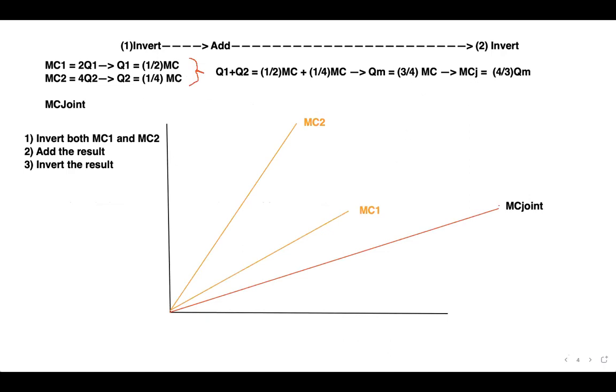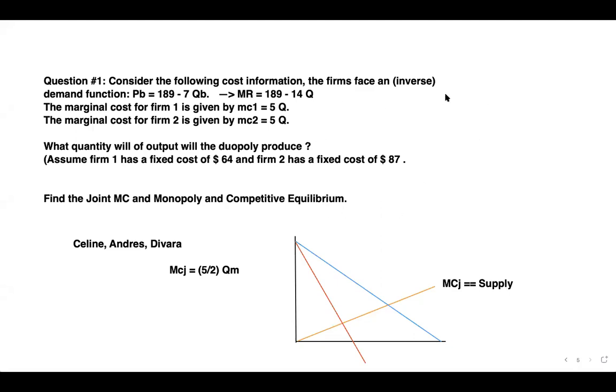Let's pause on this one. But yeah, this is the main thing that we're going to do. Here's the simple illustration. There are no intercept terms, and we combine them. We can find a joint marginal cost curve. We can find the competitive equilibrium and the monopoly equilibrium in a pretty straightforward way.